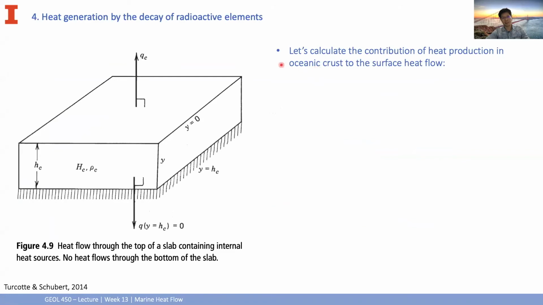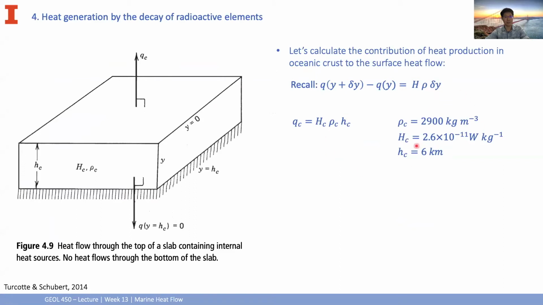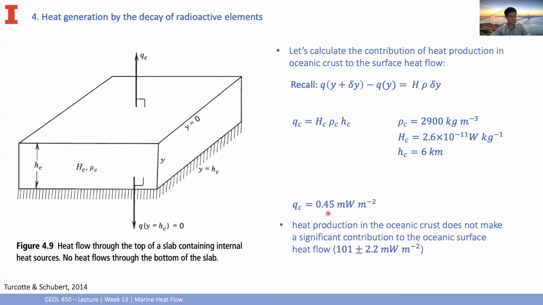Here's one exercise. Let's calculate the contribution of heat production in oceanic crust to the surface heat flow. The difference of the heat flux between the surface and the bottom can be calculated by the heat generation rate H multiplied by the density and the thickness. Here are some values for the oceanic crust. Let's assume the crust has an average thickness of 6 kilometers. So what is Q? Here is the result, which is 0.45 milliwatt per meter squared. Compared to the total oceanic surface heat flow, which is 100 milliwatt per meter squared, it's negligible. That means the radioactive elements have little effect on the total heat flux.